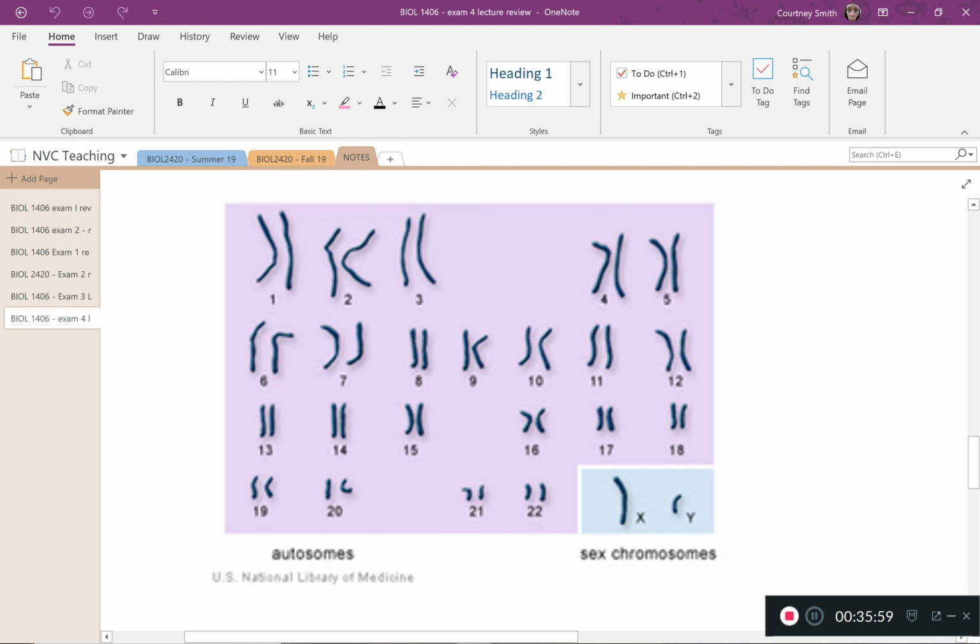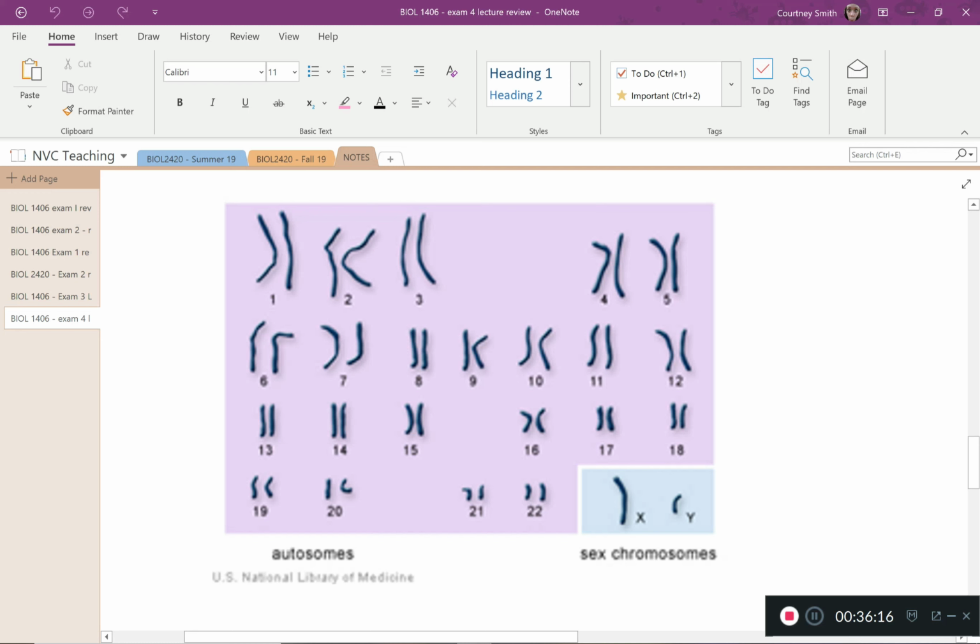Okay, so like I said, we have 23 pairs, and the last pair, the 23rd pair, is the one that actually determines our sex chromosomes, which are the differences between male and female. So XX are females, XY are males.